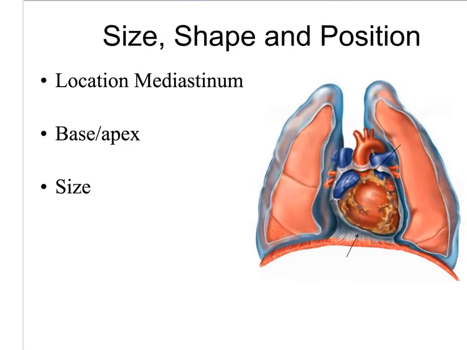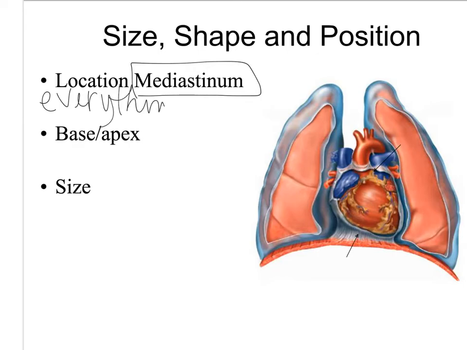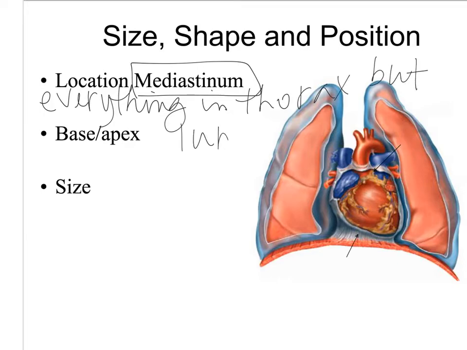Now, the size, shape, and position of the heart. We say that the heart is located in the mediastinum. The mediastinum is everything in the thoracic cavity except for the lungs. I need a better stylus, but this is what we have for right now. So everything in the thorax, but the lungs.